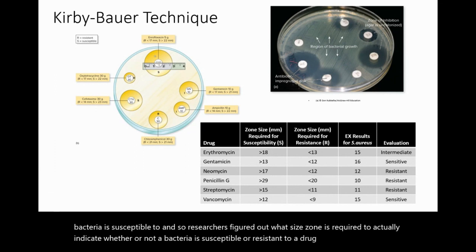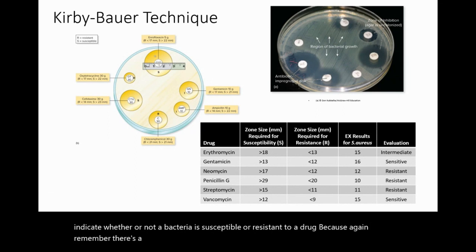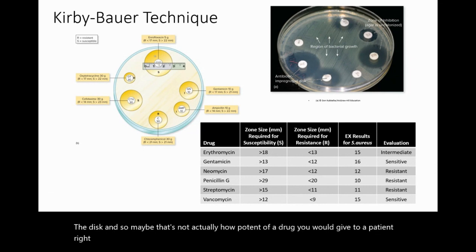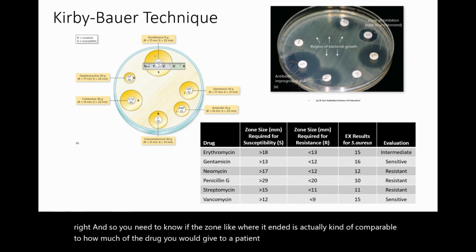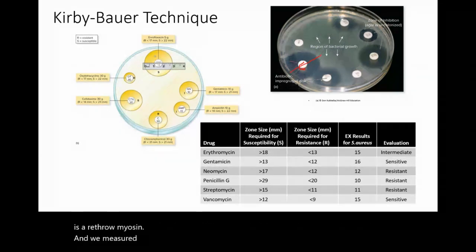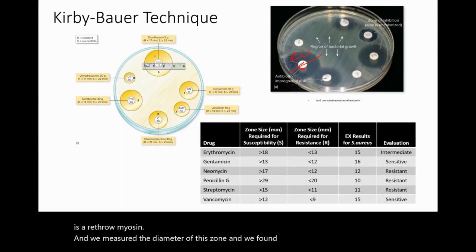Because again, remember, there's a ton of the drug right around the disc. And so maybe that's not actually how potent of a drug you would give to a patient, right? And so you need to know if the zone, like where it ended, is actually kind of comparable to how much of the drug you would give to a patient. And so let's pretend this guy right here is erythromycin. And we measured the diameter of this zone, and we found it to be 20 millimeters.